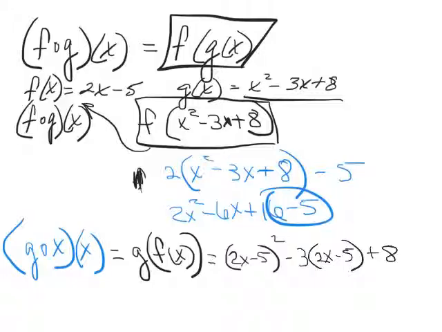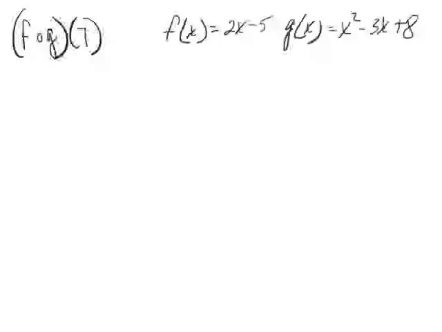So let's do one with actual numbers, example 5 there. Okay, so let's take f composite g of 7. Let's see what we get here. That equals f of g of 7, like that.